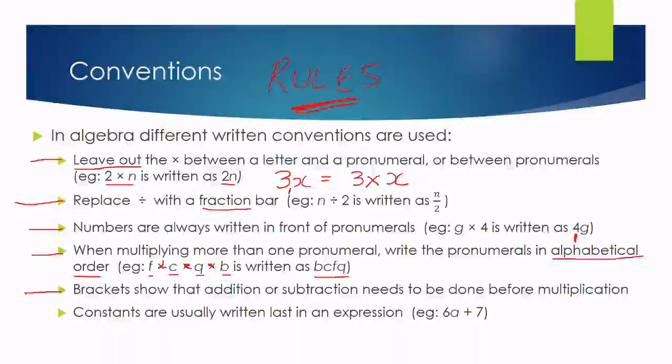Brackets show addition and subtraction. That needs to be done before multiplication. That's just basic order of operations. And constants are usually written last in an expression. So you know I've put a couple on the board already. Here's another one, 6a plus 7. That's an expression, and the constant is written last.